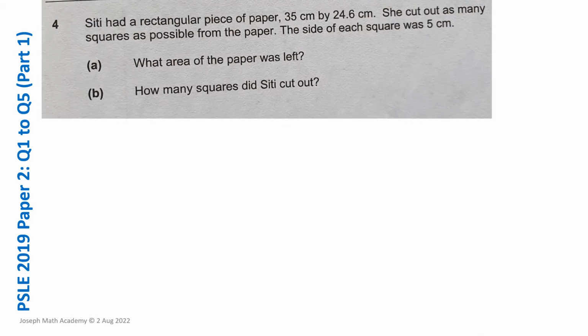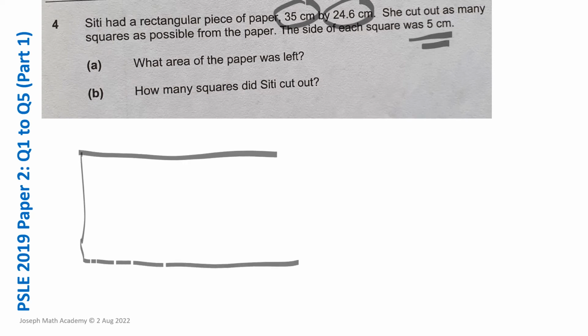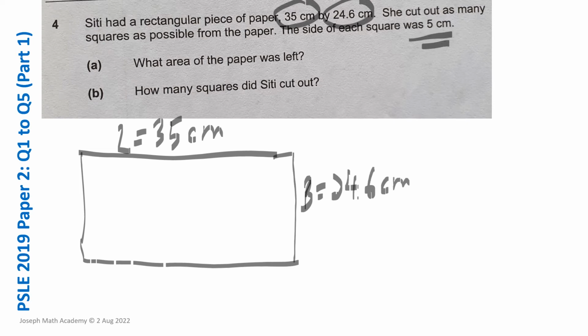Question 4. Now, we are given a piece of paper. CT had a rectangular piece of paper, and the length is 35 cm, the breadth is 24.6 cm. She cut out as many squares as possible from the paper, and one side of the square has to be 5 cm. I'm going to do a simple sketch of the rectangular piece of paper. So imagine this is a rectangular piece of paper that CT has, and the length is 35 cm, and the breadth is 24.6 cm. She has to cut out as many squares as possible. Each square is 5 cm.